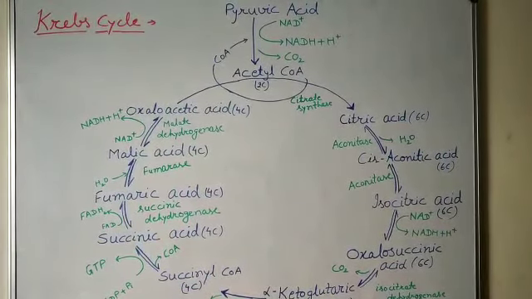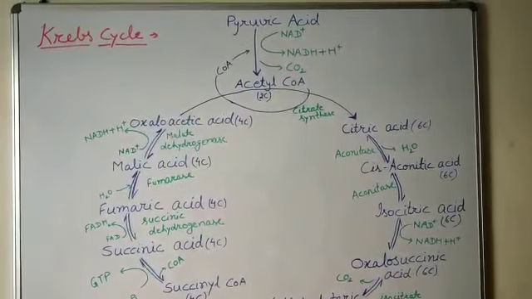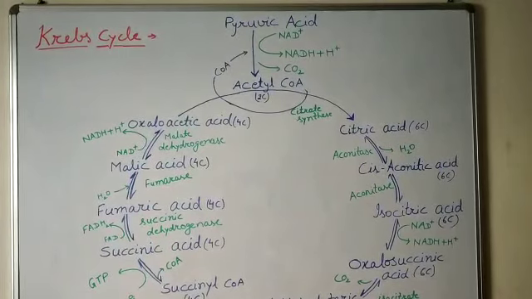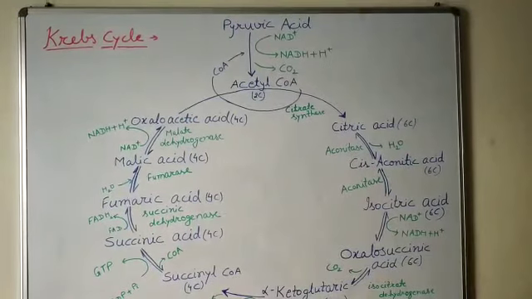In this way, the Krebs cycle completes with generation of oxaloacetic acid, which combines with another molecule of acetyl coenzyme A to form citric acid.